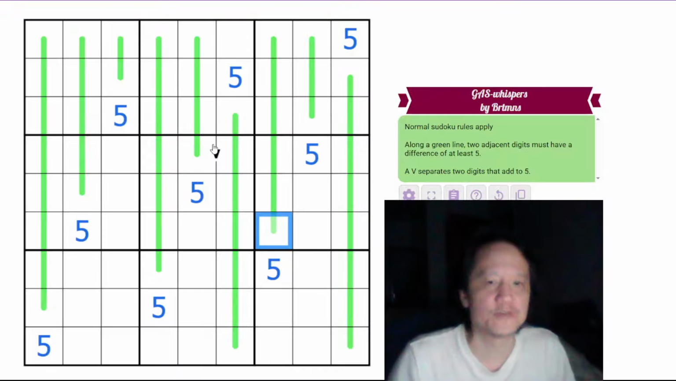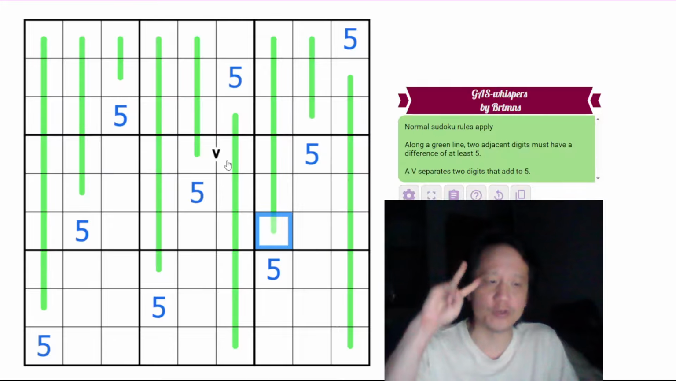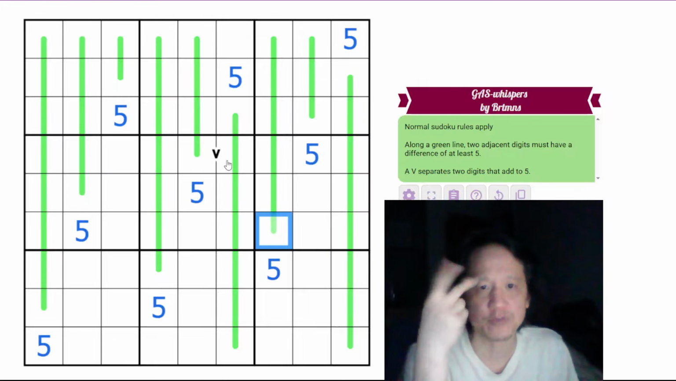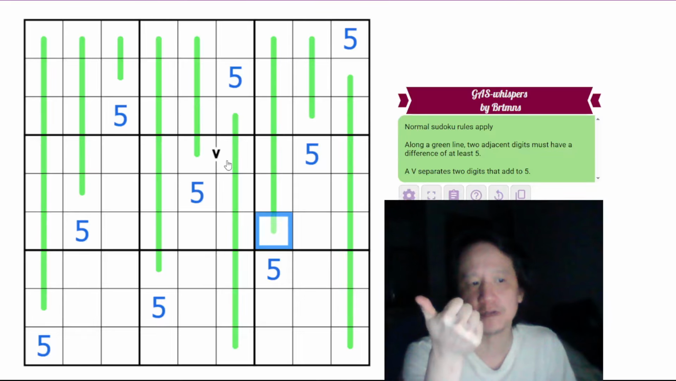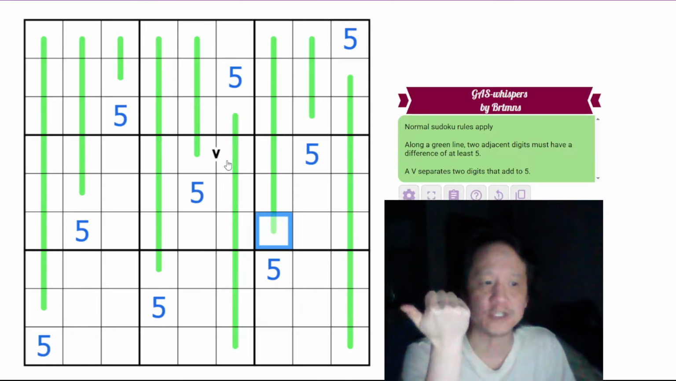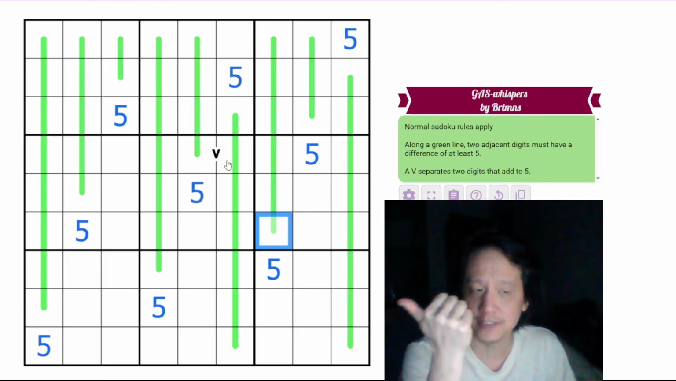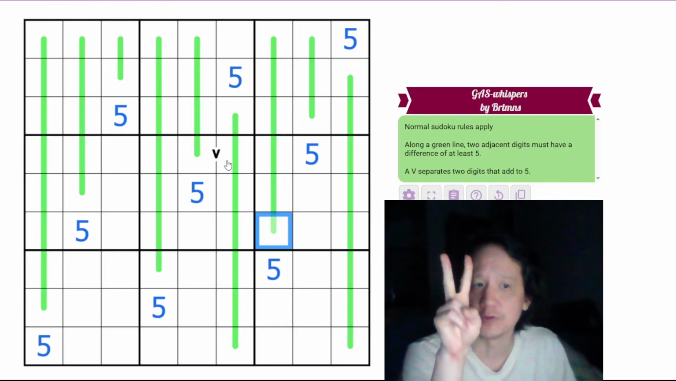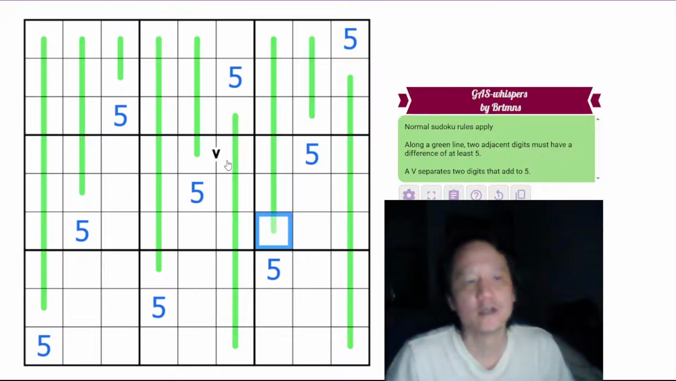Another thing about whisper 5 lines is you always alternate between low digits and high digits on a whisper 5 line. If you have a low digit, which is 1 through 4, what digits can be next to it? 1 can be next to 6 through 9, 2 can be next to 7 through 9, 3 can be next to 8 or 9, and 4 can only be next to 9. So if you have a 1 through 4, you're guaranteed to have a 6 through 9 next to it. So you'll always alternate between low digits and high digits.